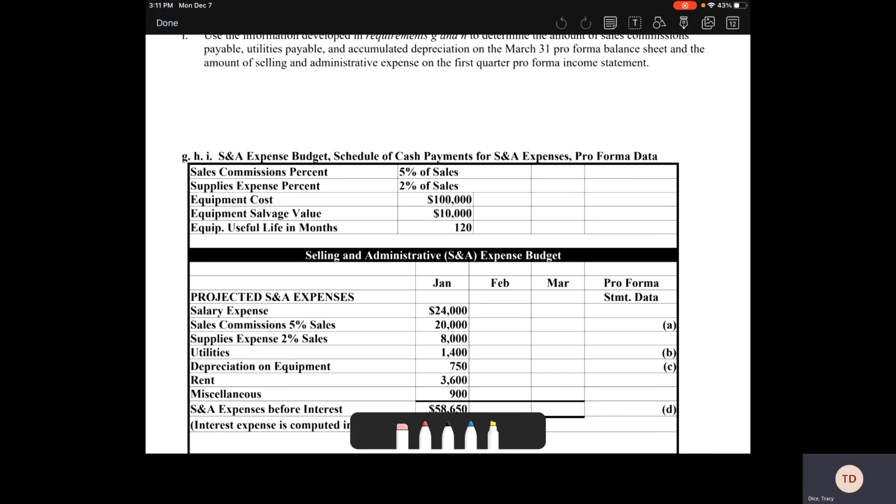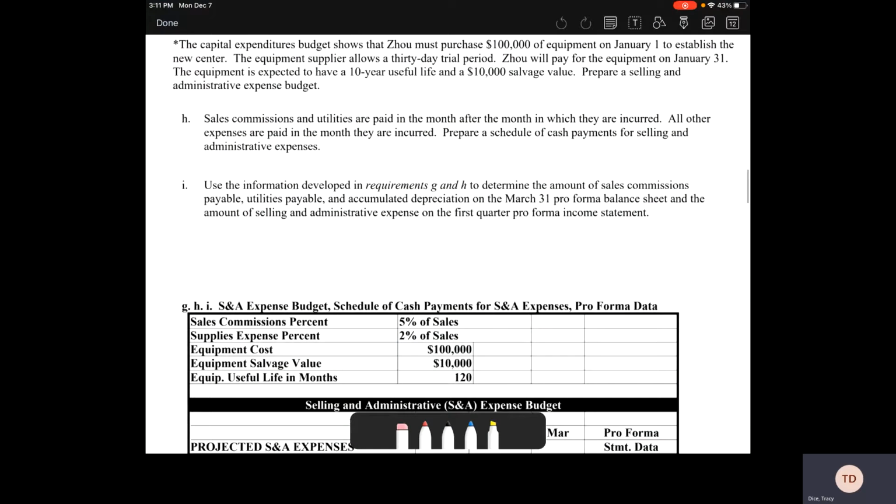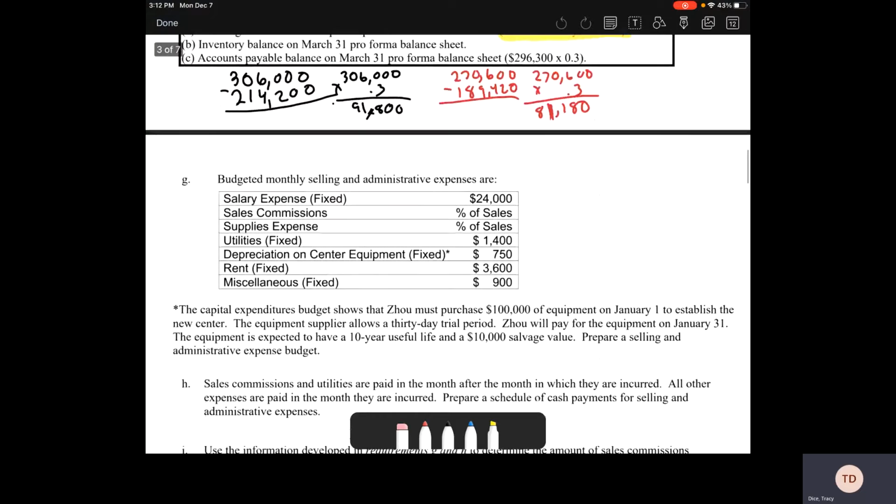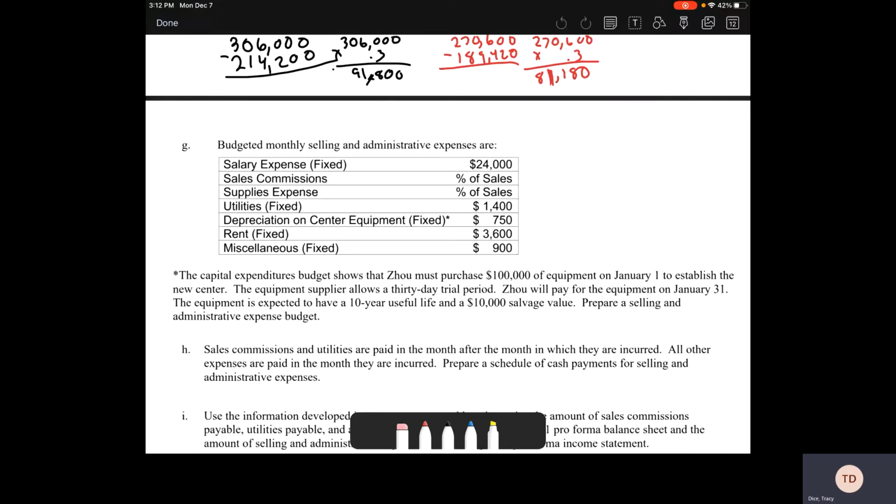Hello everyone. This video is going to cover the Selling and Administrative Expenses Budget. So parts G, H, and I of our demo problem 14.1. If we look at G, we've got budgeted monthly selling and administrative expenses, and we have these fixed expenses. Fixed expenses means those do not change, okay?